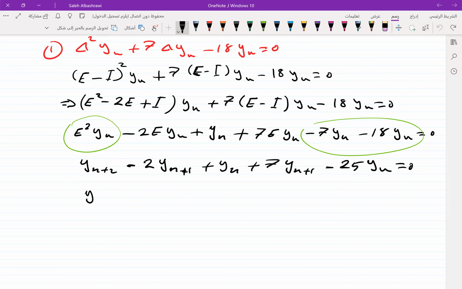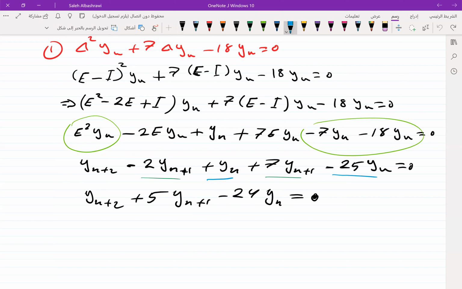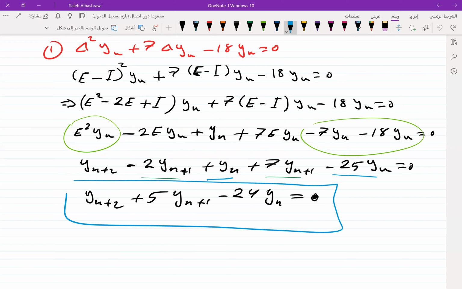So I will have y sub n plus 2. This one with this one will give me plus 5 y sub n plus 1. And we have y sub n and minus 25 y sub n, which will give me minus 24 y sub n equal to 0. And that's it. We wrote the difference equation in a form free of the operator delta. It is y sub n plus 2 plus 5 y sub n plus 1 minus 24 y sub n.